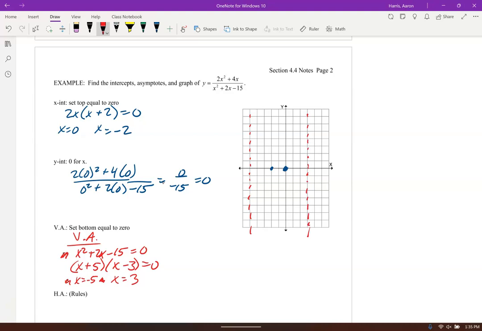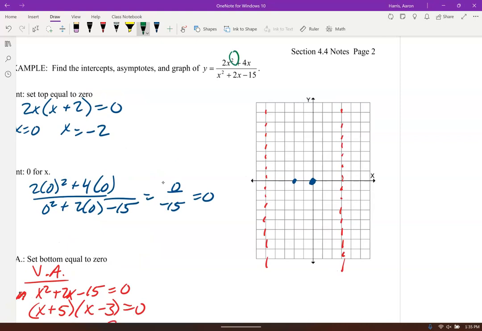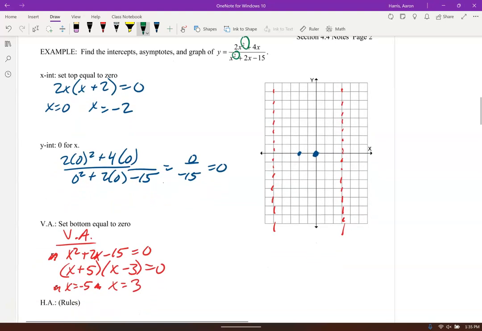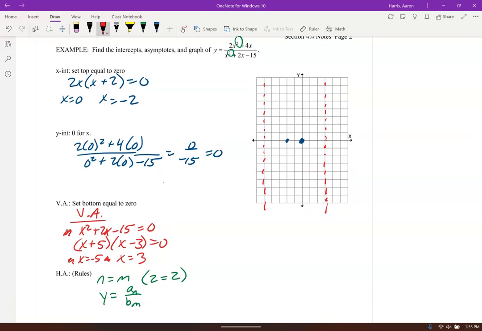Okay. Horizontal asymptote. Notice the degree of the top is 2. Degree of the bottom is 2. If the degrees are the same, the rule is we take the leading coefficient of the top over the leading coefficient of the bottom. So in this case, it's 2 over the 1 in front of the x squared. So 2 over 1. So I go ahead and put on there y equaling 2.